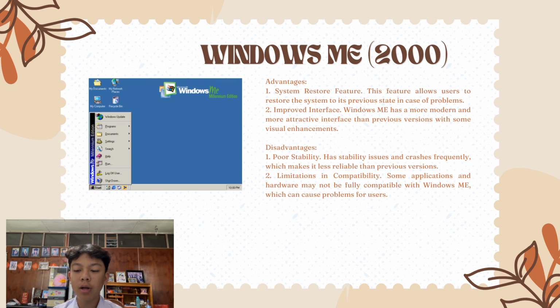Advantage: system restore feature. This feature allows users to restore the system to a previous state in case of problems. Improved interface: Windows ME has a more modern and more attractive interface than previous versions with some visual enhancements. Disadvantage: poor stability. It has stability issues and crashes frequently, which makes it less reliable than previous versions.